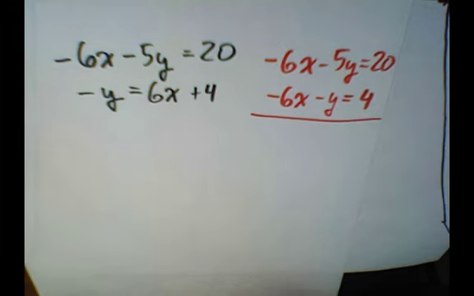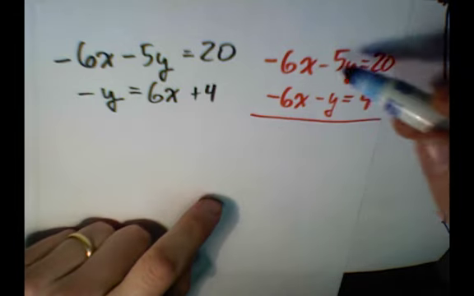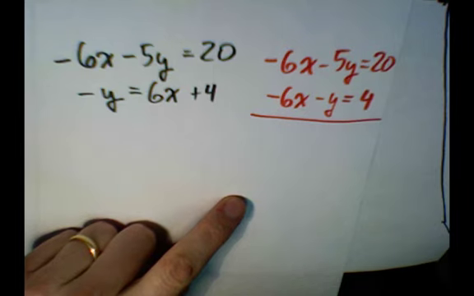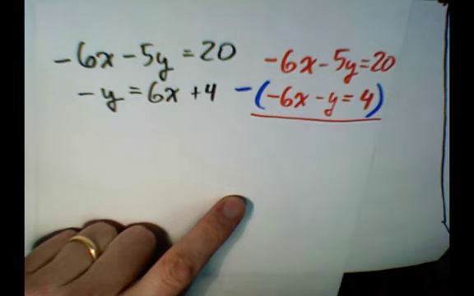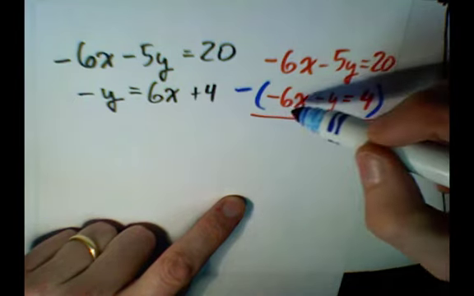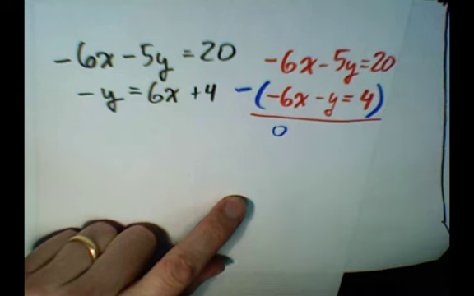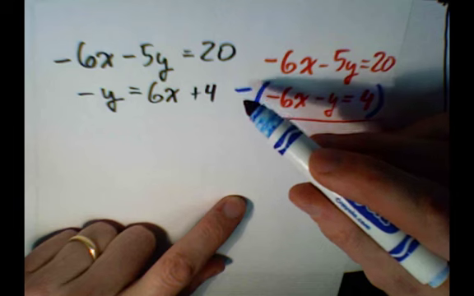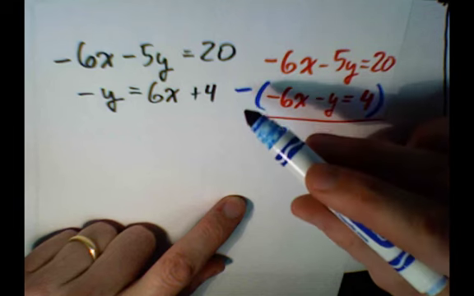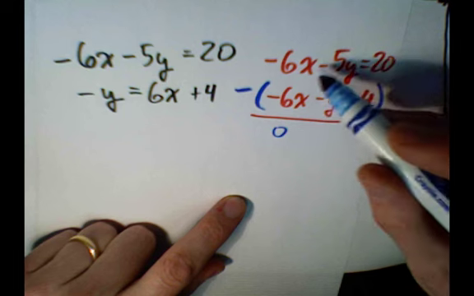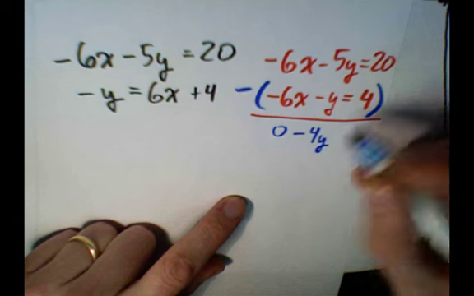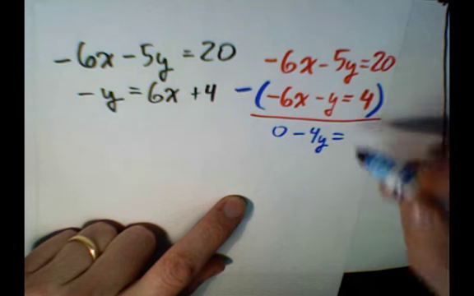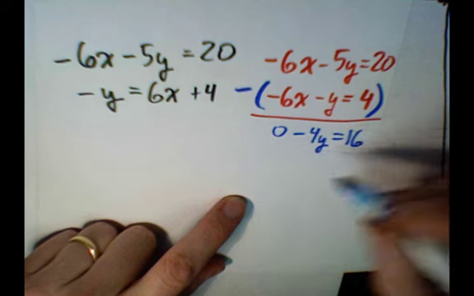And again, are we going to add or subtract? Well, if we were to add these two equations, nothing would cancel out. So we're actually going to subtract. We're literally going to subtract this entire equation. -6x minus 6x is 0. -5y minus negative y. Again, minus negative is a plus. Negative 5y plus y is negative 4y. And 20 minus 4 is 16.